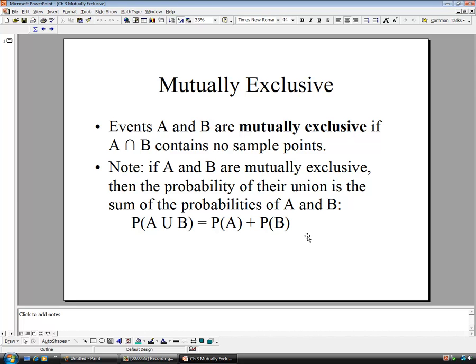Another term that means the same thing as mutually exclusive is the term disjoint. So you might see that in your reading somewhere as well.